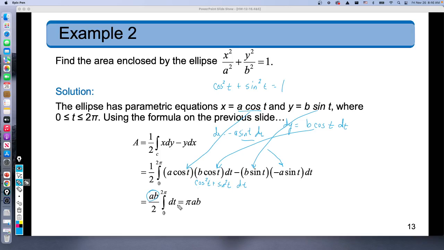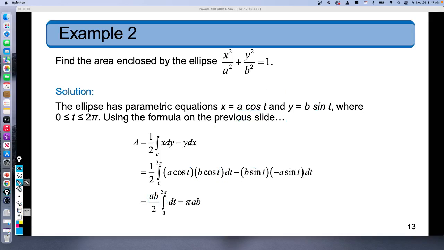This is 1 dt. So when you integrate it, you get t going from 0 to 2 pi. Of course, at 0 it's 0, at 2 pi it's 2 pi, so then it's ab over 2 times 2 pi. The 2's cancel, pi ab. So that would be its area. So that's a sort of reverse use of Green's theorem to find area. Okay, so that's our first concept for today.